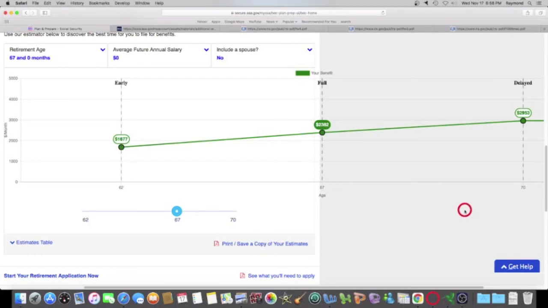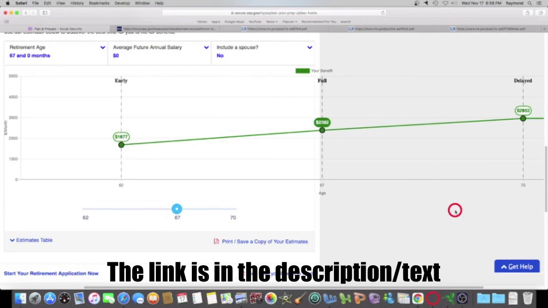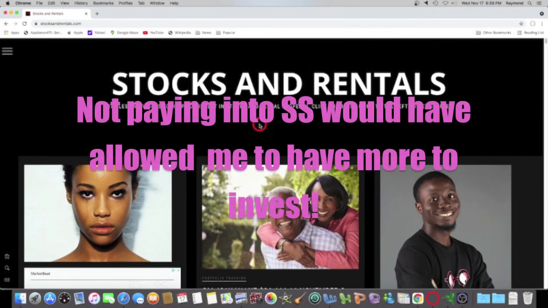So let me tie this into stocks and rentals. Let's go to my webpage. And if you invest in stocks and rentals like I do, you don't pay into the system. So if I started doing stocks and rentals at an early age and I never ever worked for somebody, so I never had that W-4 filled out and I never got that W-2 at the beginning of the year, I didn't pay into the system. Therefore, I wouldn't get any type of Social Security retirement.